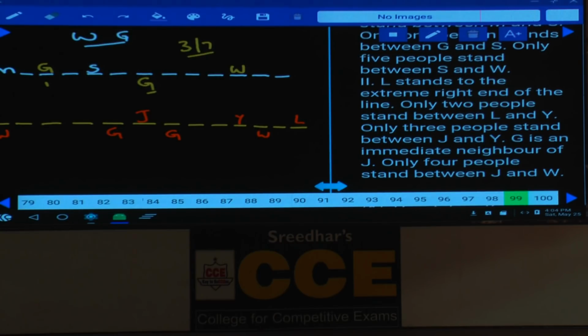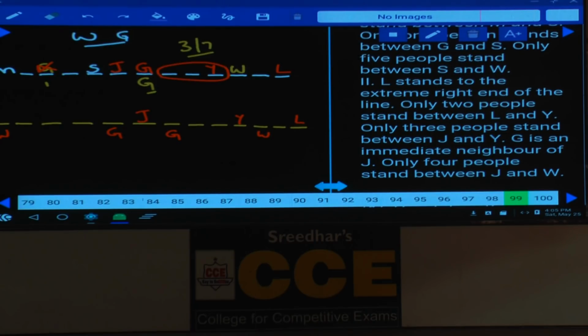Now I am combining the second information into the first information. L stands at the extreme right hand of the line. 2 people between L and Y, Y is here, and 3 people between J and Y. Then G is an immediate neighbor of J, hence G cannot be here and G is here. If G is here and 4 people between J and W is valid, then how many persons in between G and W? 3 persons.